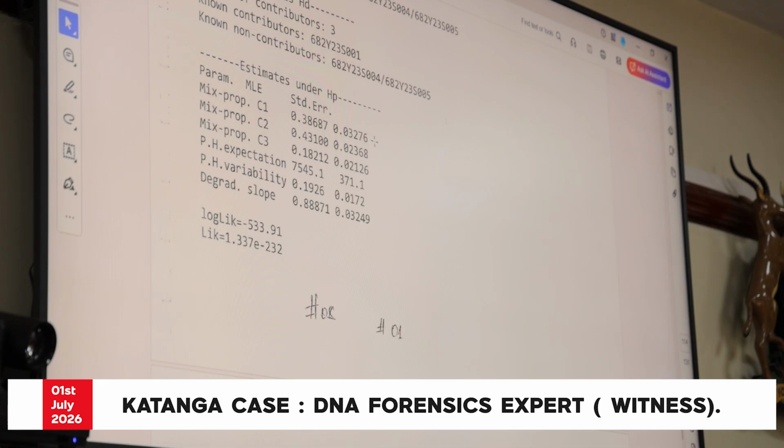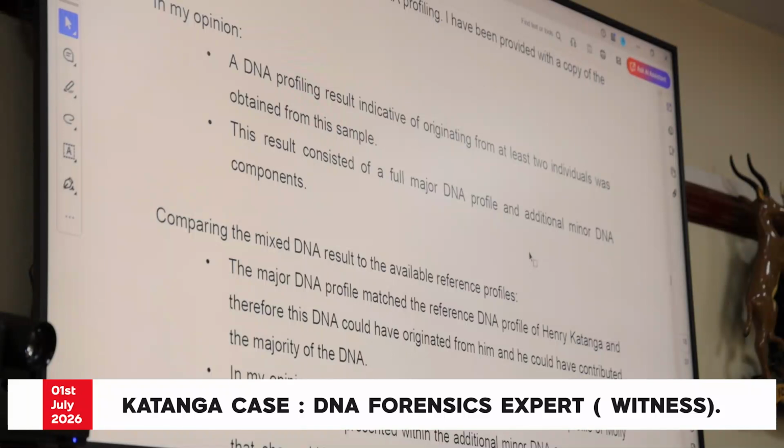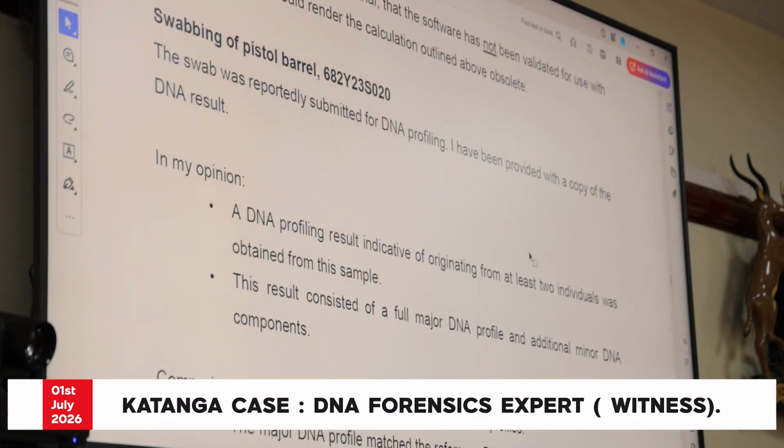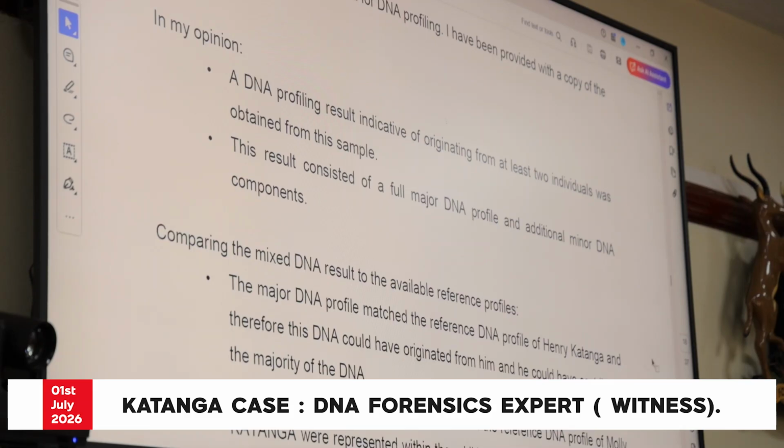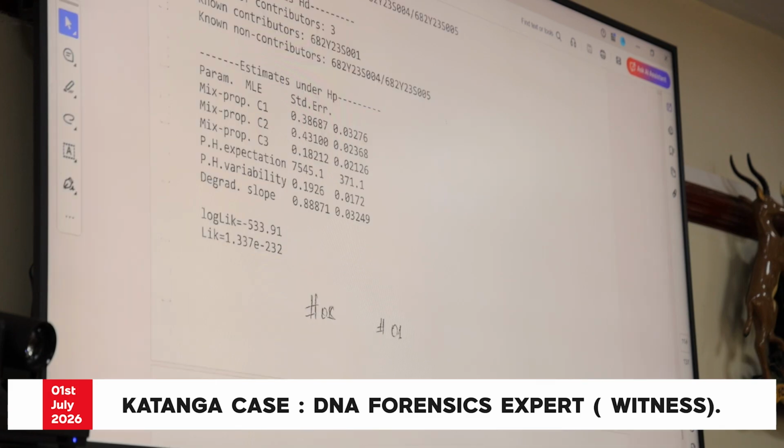Okay, now I want us to go to the magazine. About to wind up, I just have two quick areas and then I wind up. And I want us to go to the electropherogram on the magazine. My lord, you need to write something where she went, or where there was C2, C3, C2. It is here. So under the expectations under HP, the mixture proportion of C1 is Henry, C2 is Molly, and C3 is Patricia.